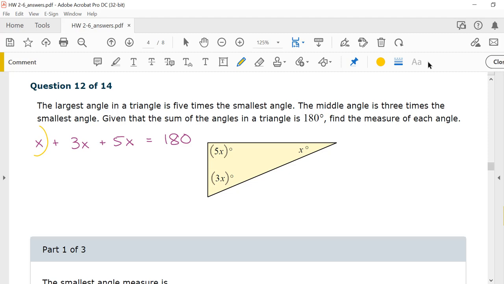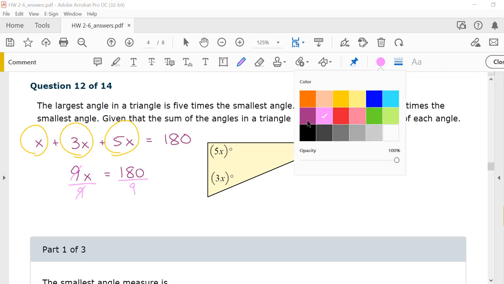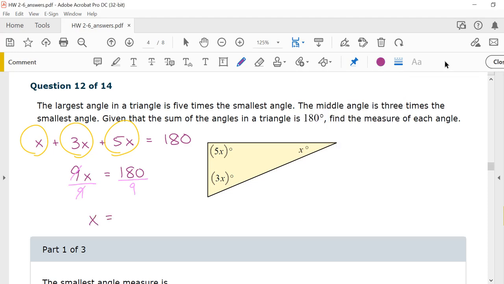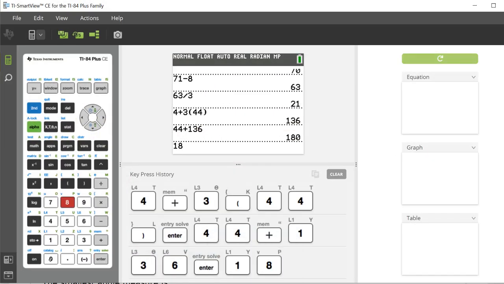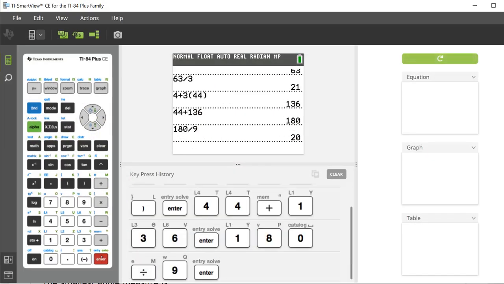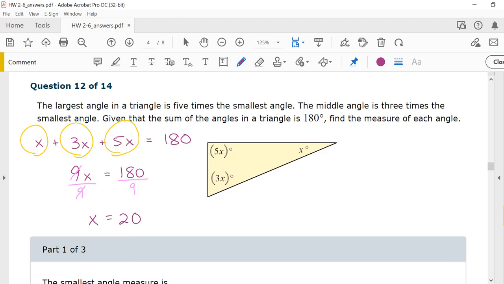Collecting like terms on the left, 1x plus 3x plus 5x gives me 9x equals 180. Dividing both sides by 9, I'm left with x equals 180 divided by 9, which is 20. So now I have to ask myself, what was x? X was the smallest angle. The smallest angle is 20 degrees.